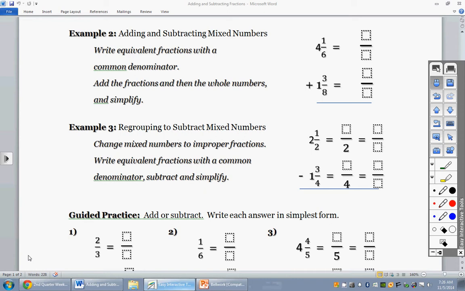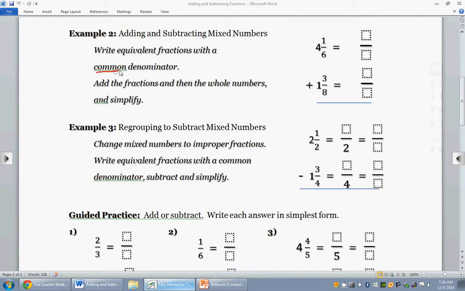All right, I'd like to try example 2 now, which is adding and subtracting mixed numbers. The first thing we notice is that we're adding 4 and 1/6 plus 1 and 3/8. So again, we need equivalent fractions with a common denominator. That's our key. Got to have the same denominator. And 1/6 and 3/8 obviously are not common denominators.